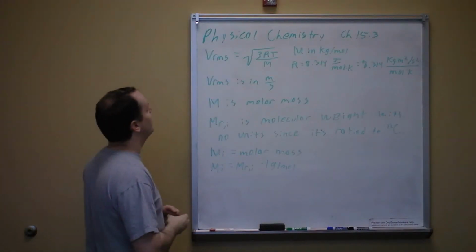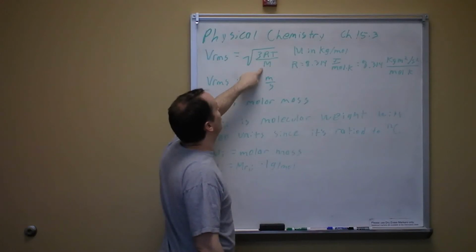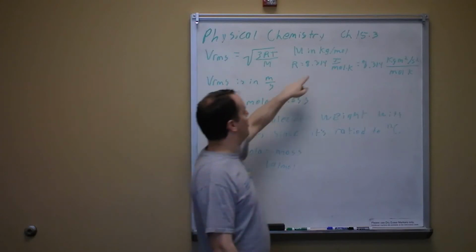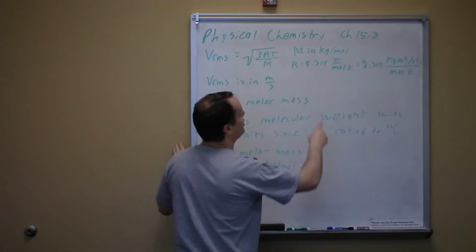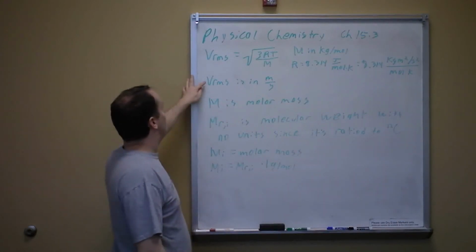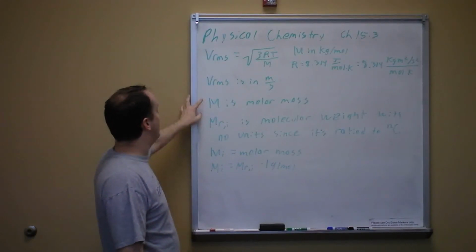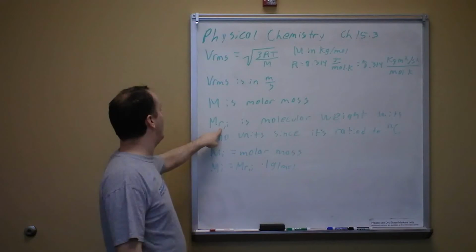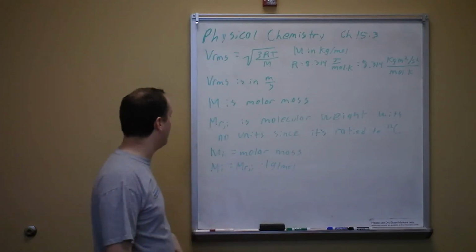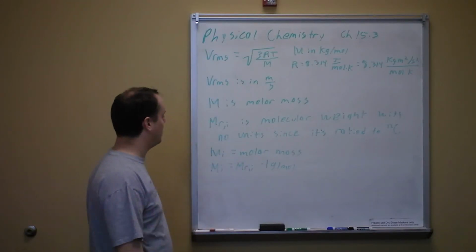Okay, this is the last of section 3 here. So v_RMS is the square root of 3RT over capital M. Remember, capital M is in kilograms per mole. R is 8.314 joules per mole Kelvin, which works out in fundamental units as kilograms meter squared per second squared per mole Kelvin. So v_RMS will be in meters per second. Now remember, M is molar mass. M_r is the molecular weight, which has no units because it's a ratio to carbon-12. So the molar mass is just equal to the molecular weight times 1 gram per mole.